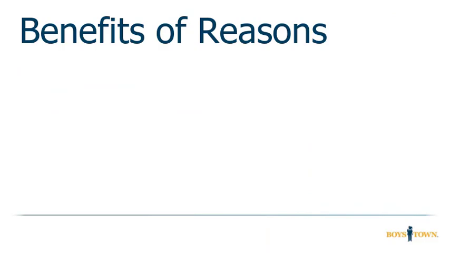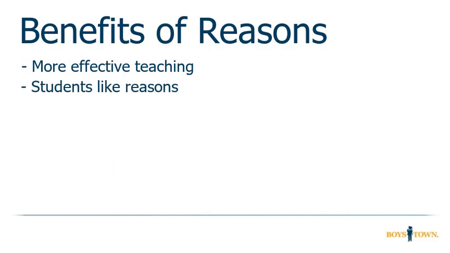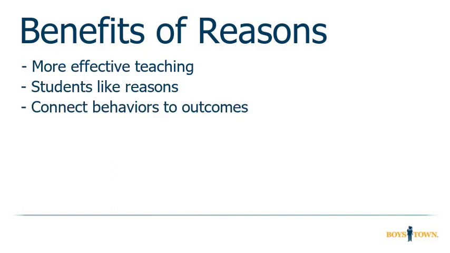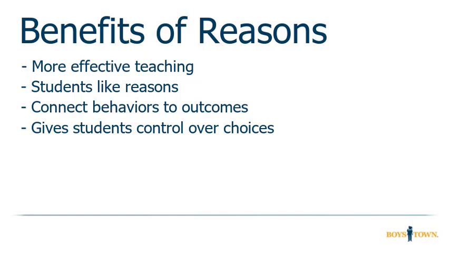When providing feedback on behavior, research indicates that when rationales or reasons are given, teaching is more effective. Students like it when adults give reasons. Reasons connect a student's behavior to the end result. Understanding the potential end results gives students control of what happens to them by changing their actions, increasing the likelihood of using the skill in the future.